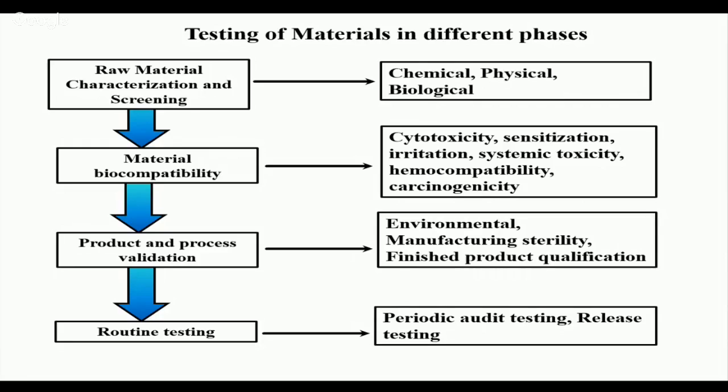So, product and process validation. When you are making the implant or the materials, you need to see the environmental aspects and also manufacturing sterility. As I mentioned, ethylene oxide is used for sterilization, so if there is any residual ethylene oxide, that can also cause toxicity. Then the finished product qualification: whether the finished product can be utilized for the specific intended application. And of course routine testing. You need to do periodic auditing and testing of the implant on the manufacturing side, and also some kind of release testing.